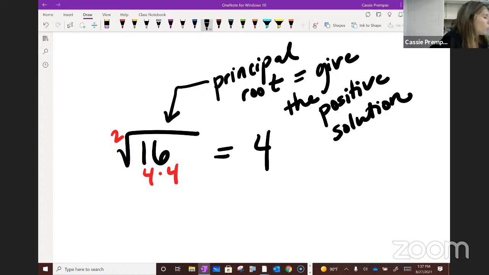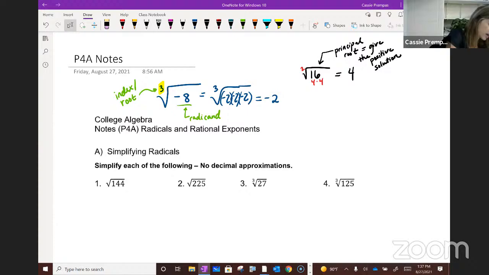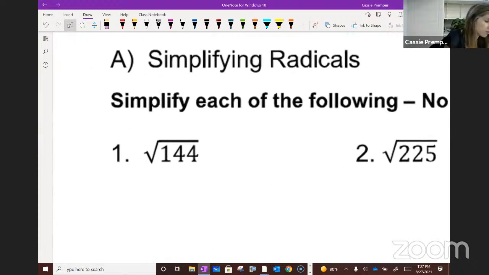Now, when we're in an equation in Algebra 2 and we ourselves use a radical as a tool to solve, we're going to have to think about the plus or minus answer. All right, that's going to come into play later in the lesson. So right now, let's go ahead and jump in to simplifying radicals.